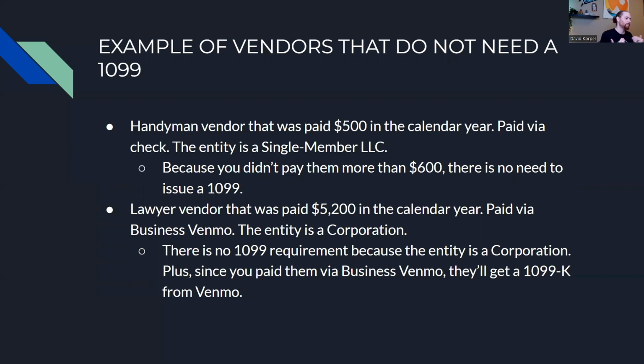Because you never know when you might break that $600 limit, and then it becomes a pain to chase after these vendors. And lastly, a lawyer that was paid $5,200 in the calendar year via business Venmo. The entity is also a corporation. So there's no 1099 requirement because of the corporation aspect. Plus, we know with 2022 that business Venmo will actually be issuing 1099Ks to these vendors anyway. So another reason we don't need to worry about issuing a 1099, because they'll definitely get one from Venmo directly.